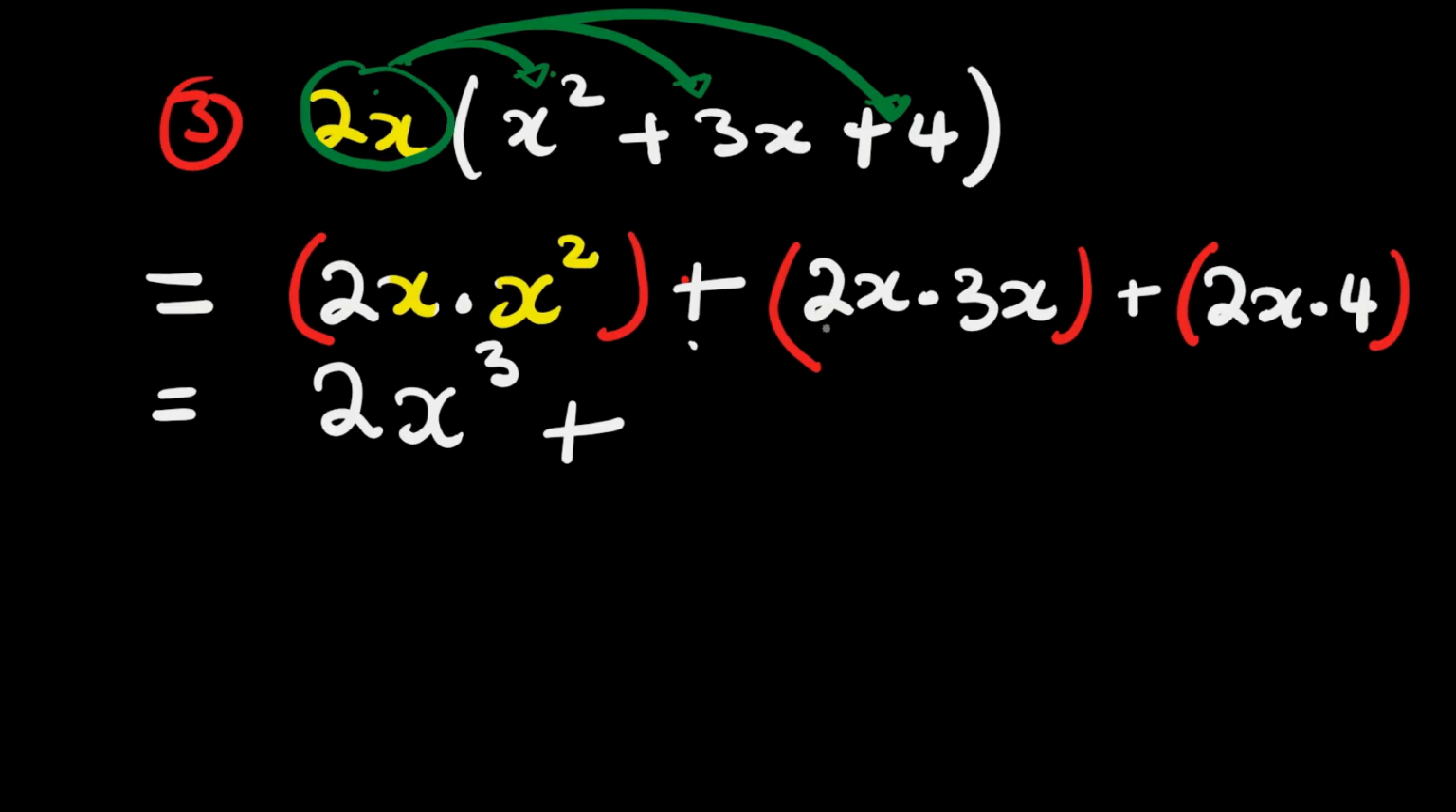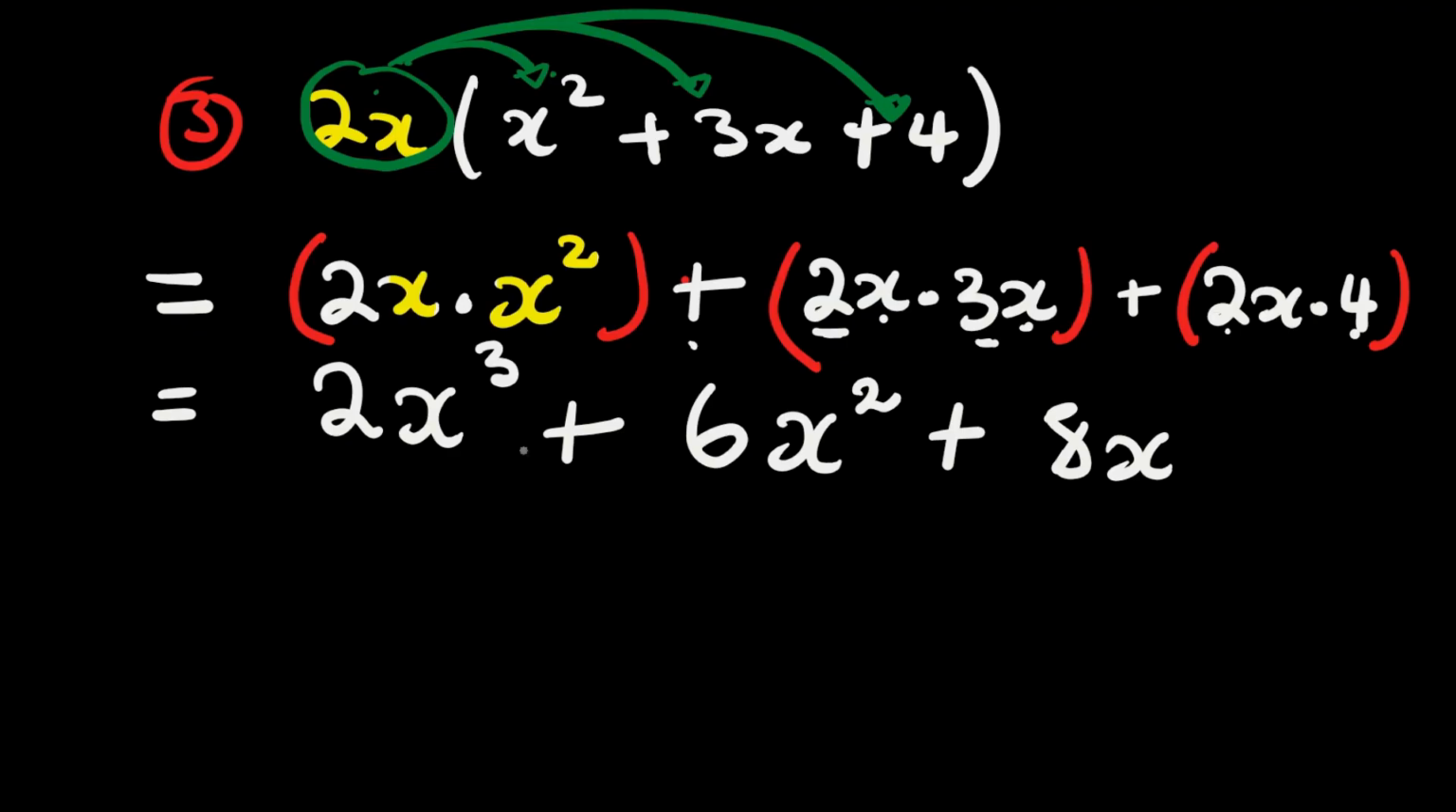multiplied by 3x. We know that we multiply 2 times 3, it gives us a 6. Then x times x, it gives us x squared. Then plus 2x times 4. Then multiply 4 times 2, it gives us an 8. Then x comes down as it is.